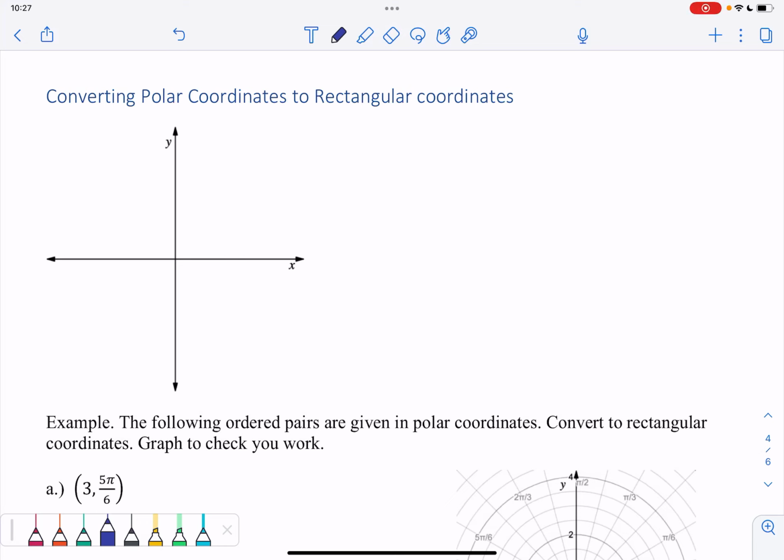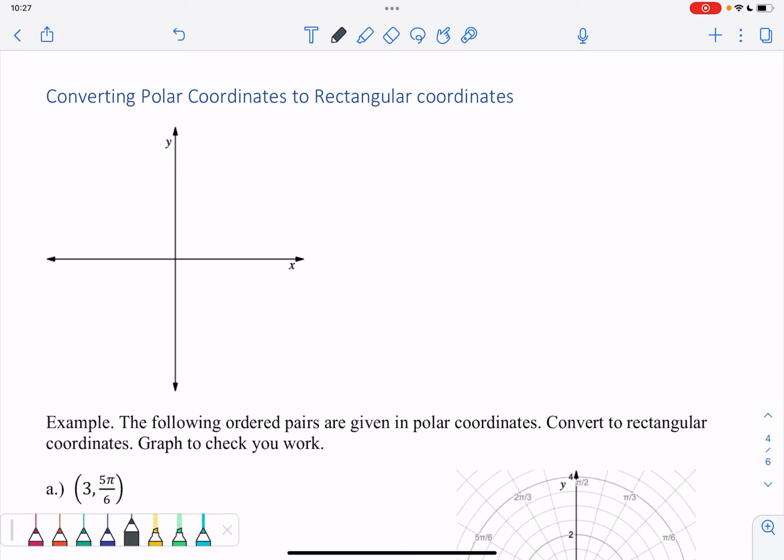Converting polar coordinates to rectangular coordinates. All right, so now we're going to look at the problems where we're given an ordered pair with polar coordinates and we want to find that same point using rectangular coordinates. How would I do that? Well, let's first draw our picture one more time here.